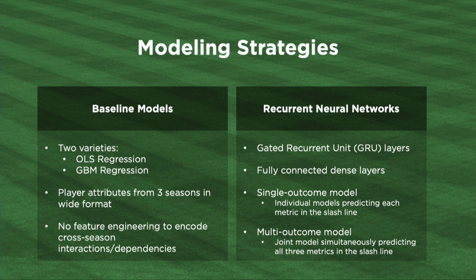For the neural network approach, I tried different models that included one or more gated recurrent unit layers, and then one or more fully connected dense layers, with tons of hyperparameter values tuned over the grid. And then I represented the model in two ways. The first approach was to look at three single outcome models where each model is just predicting a single metric in the slash line. And then I also looked at a multi-outcome model where I'm simultaneously predicting all three metrics.